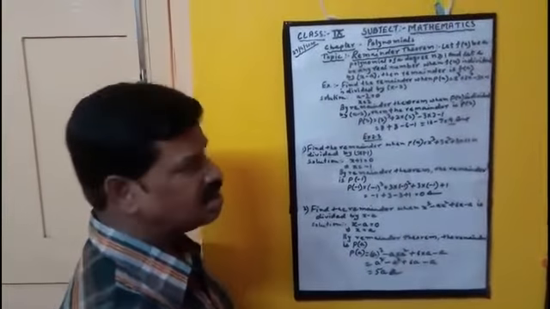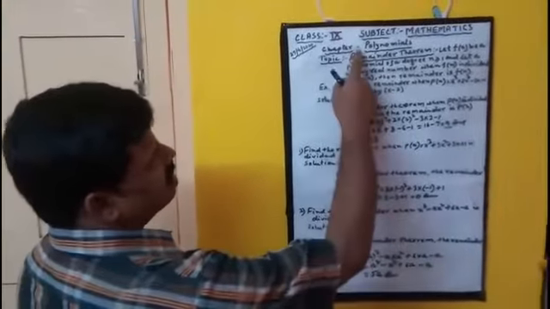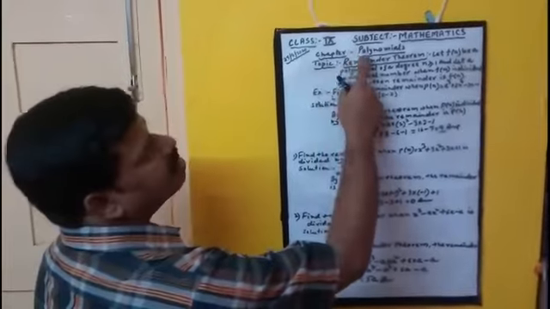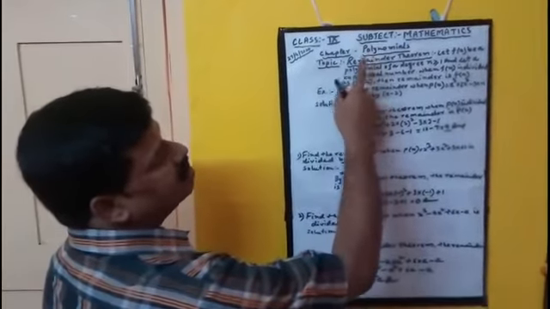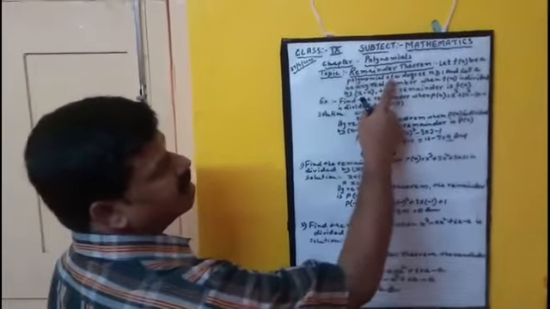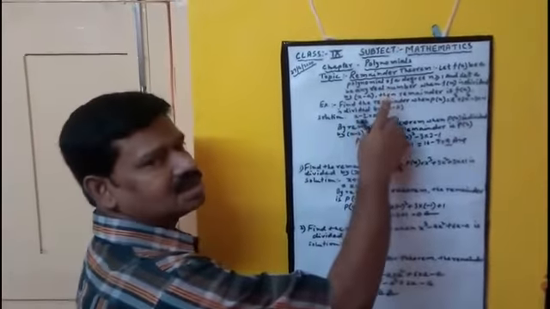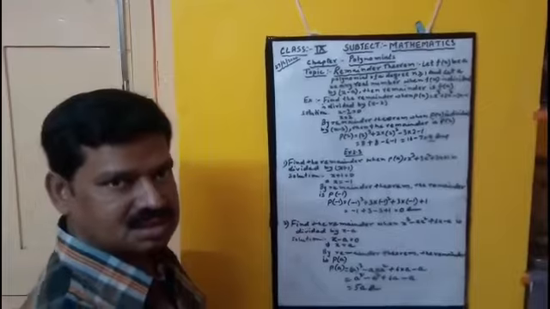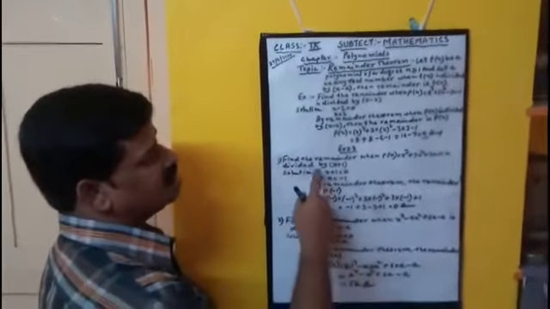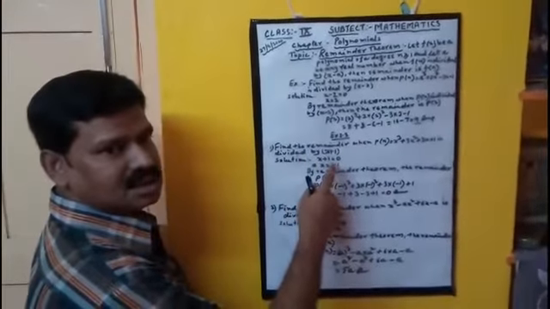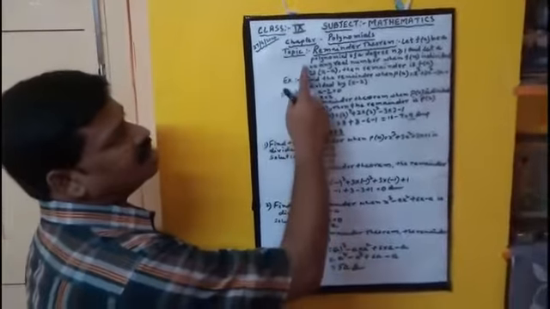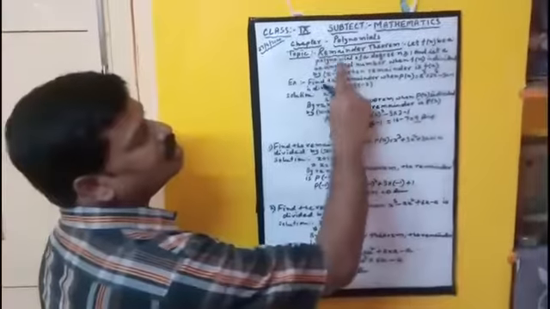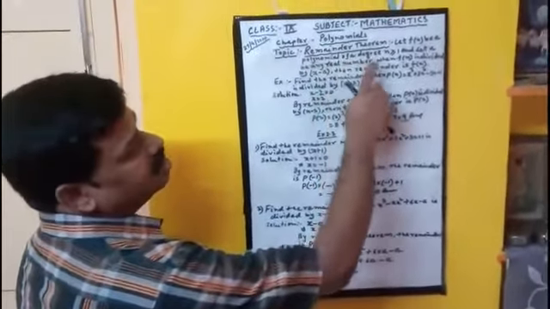Now today's topic is polynomials. Chapter is polynomials. Topic is remainder theorem. This remainder theorem has already been stated in the previous class, as we start to do the sums. That's why again I start this remainder theorem.